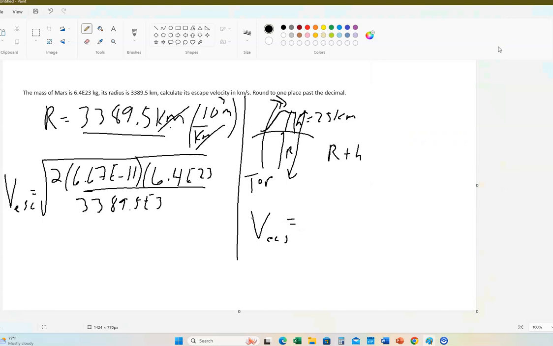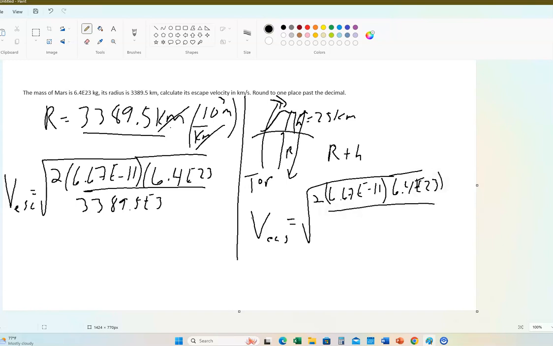Olympus Mons as it's called, would be the same numbers, or just about the same number. Square root of 2 times big G, which is 6.67 times 10 to the minus 11th, times the mass of Mars, which is 6.4 times 10 to the 23rd. That's supposed to be an E, sorry.